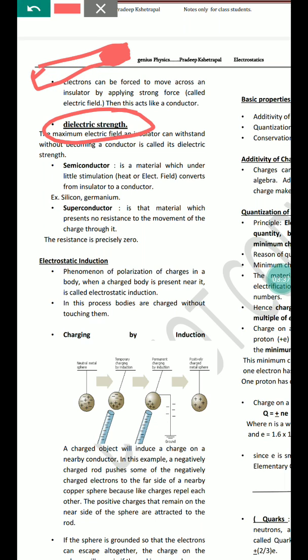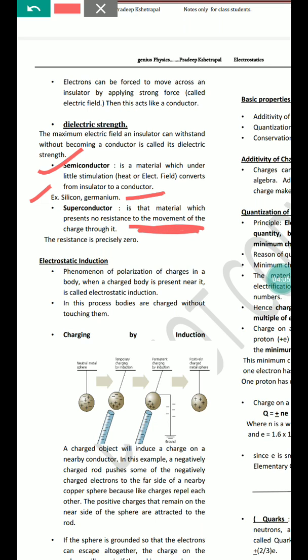Dielectrics are of two types: semiconductors and superconductors. Semiconductors are those whose properties lie between the conductors and the insulators. Basic examples of semiconductors are silicon and germanium. They are mostly used materials. Next is the superconductor. Superconductors are materials which present no resistance to the movement of charge through them. They have basically zero resistance. That's why they are called superconductors.